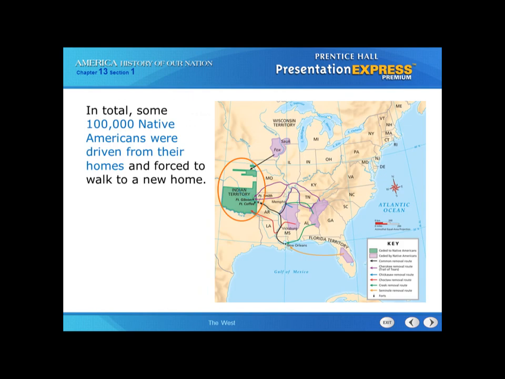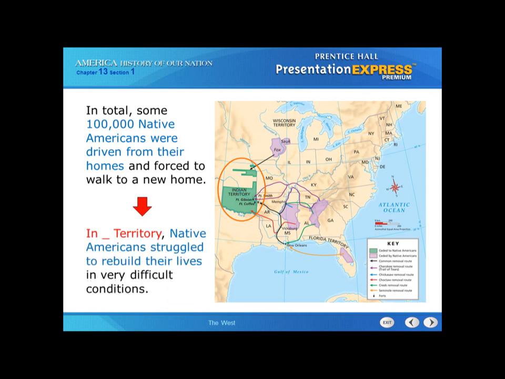In total, some 100,000 Native Americans were driven from their homes and forced to walk to a new home. In Indian Territory, Native Americans struggled to rebuild their lives in very difficult conditions. So as you see, here's the Indian Territory.